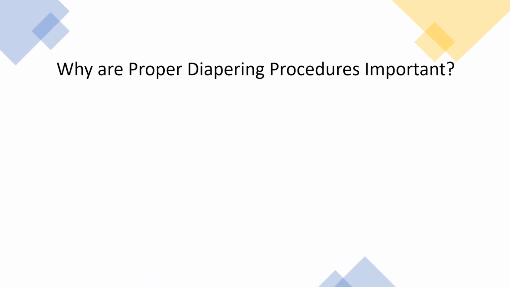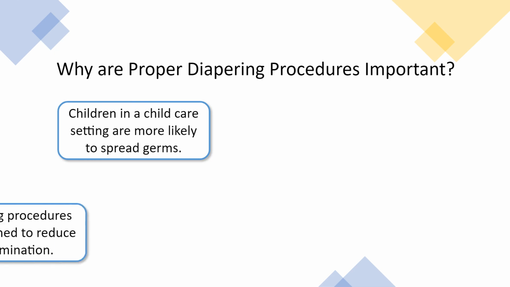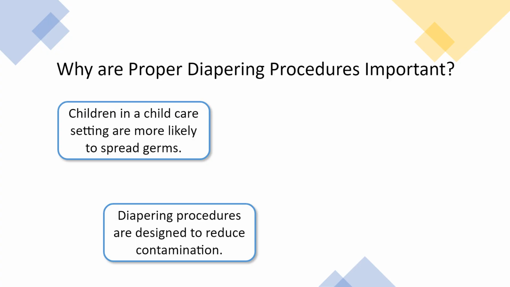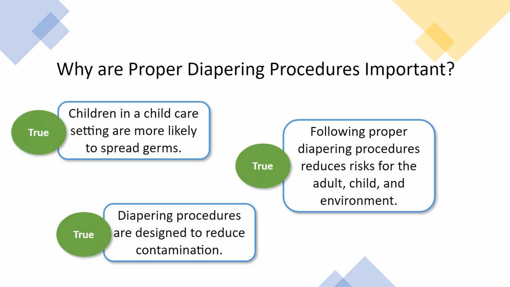Let's start off by considering why proper diapering procedures are important. Think about the following statements and determine if they are true or false. Children in a child care setting are more likely to spread germs. Diapering procedures are designed to reduce contamination. Following proper diapering procedures reduces risks for the adult, child, and environment. If you answered true to all three statements, you are correct.